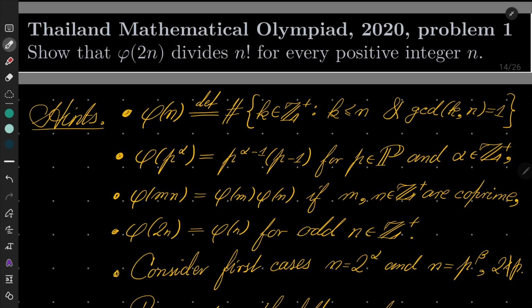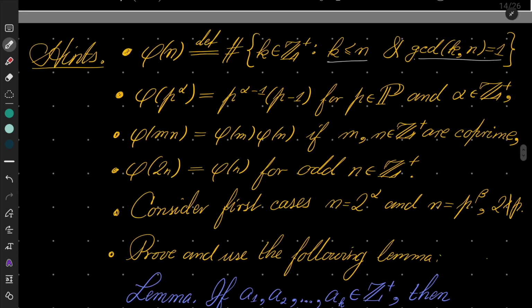Phi of n is the cardinality of the set of positive integers which are less than or equal to n and which are co-prime to n. So in other words, we are taking integers from 1 up to n and we count how many are co-prime to n. And it's a very famous arithmetic function. This function has various useful properties, namely, for example, phi of p to the power alpha equals p to the power alpha minus 1 times p minus 1 for every prime p and alpha, which is a positive integer.